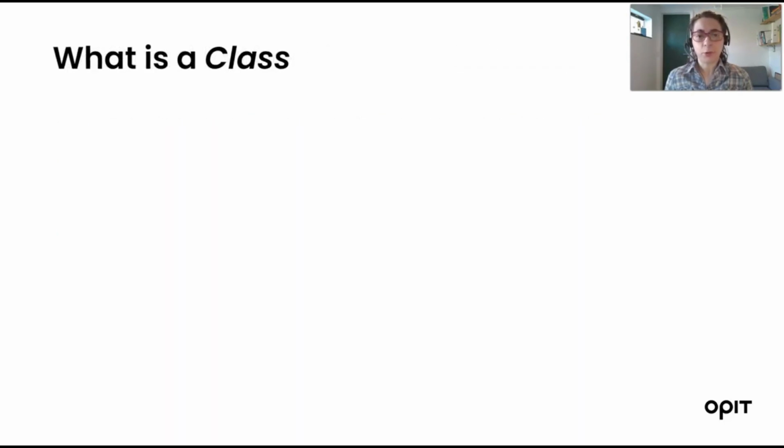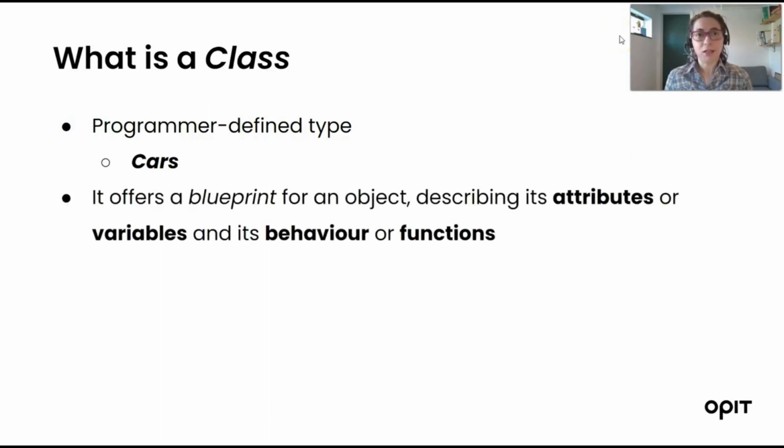In object-oriented programming, we speak in terms of classes and objects. A class is a programmer-defined type that represents a collection of objects. As a naive example from everyday life, consider the class cars, which includes every car ever manufactured. A class offers a blueprint for an object that is a member of that class, which describes its attributes or variables and its behaviors or functions.